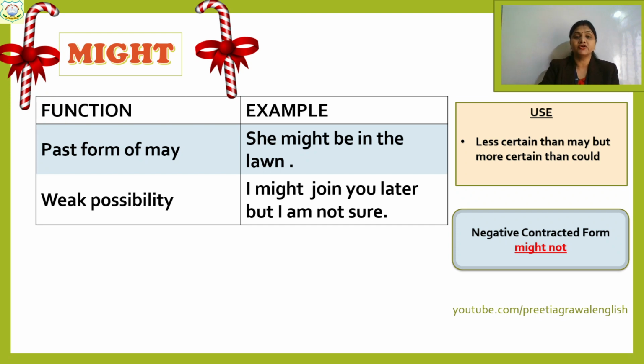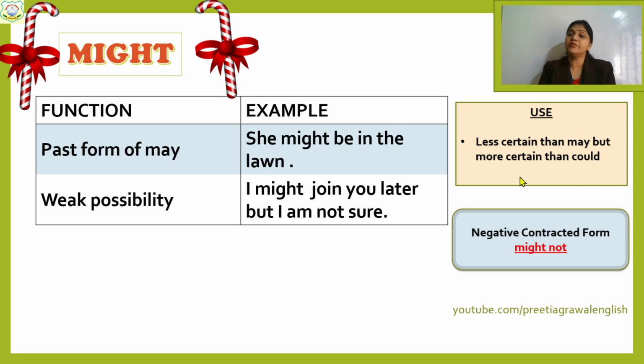Might has weak possibility. What is the use? Less certain than may, but more certain than could. It means that whenever you have to express the weak possibility or less certain possibility, you have to use might. But for strong possibility, use may.